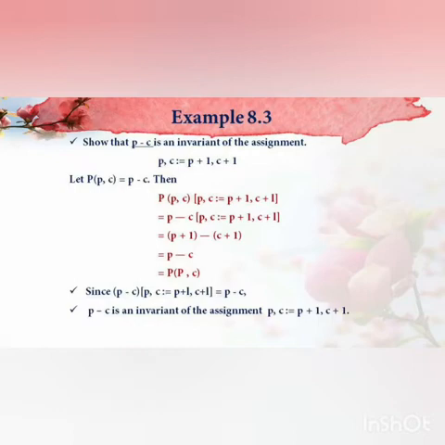We already know that the P value is P plus 1 and the C value is C plus 1. So, P minus C means (P plus 1) minus (C plus 1). Once we remove the bracket, what will happen? Plus 1 and minus 1 will be cancelled. Then we will get P minus C. So, obviously, P minus C is what? P of P comma C. Do you understand that? Here, we proved that P of P comma C is equal to P minus C. So, P minus C is an invariant of the assignment.